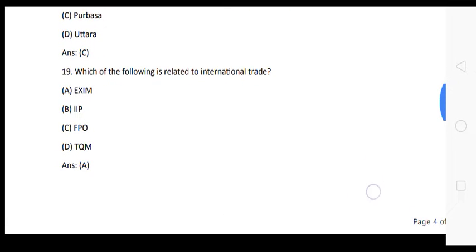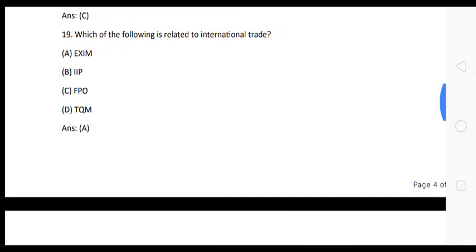The next question is, which of the following is related to international trade? EXIM, IIP, FPO, D, TQM. The correct answer is option A, EXIM.